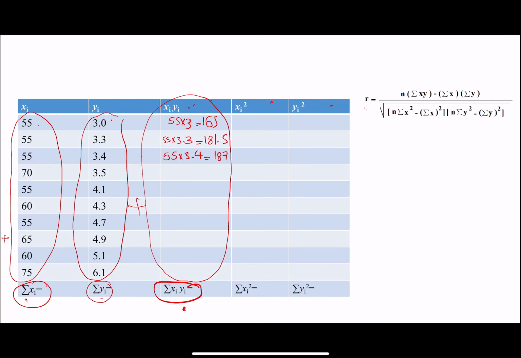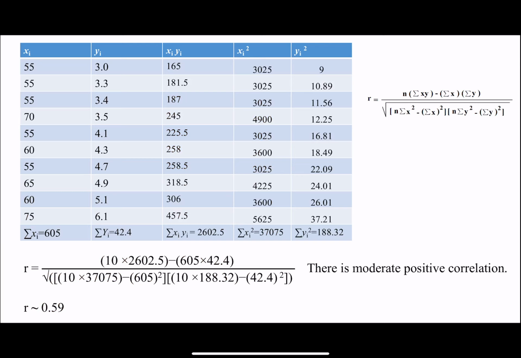Here we go. So I have completed the table here. When you're at home, after we finish this topic, I want you to calculate x times y. For x squared, for example, the value of x is 55. 55 squared is 3025. Use your calculator. For y squared, whatever value you have for y, make the square. For example, first row, 3 squared is 9.